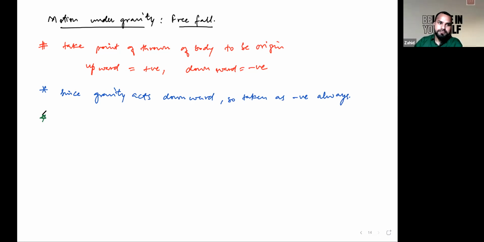Third is, an object always acquires the velocity of the system of which it is a part. Suppose you are moving in a car, and the car is traveling at 20 meters per second. What will be your velocity? It must be 20 meters per second, so that you move along with the car at each instant. Otherwise, if the velocity of the car and you were different, you would cover different paths in different time intervals. So you wouldn't be at the same position for the same time interval. That's why objects always acquire the velocity of the system of which they are a part.